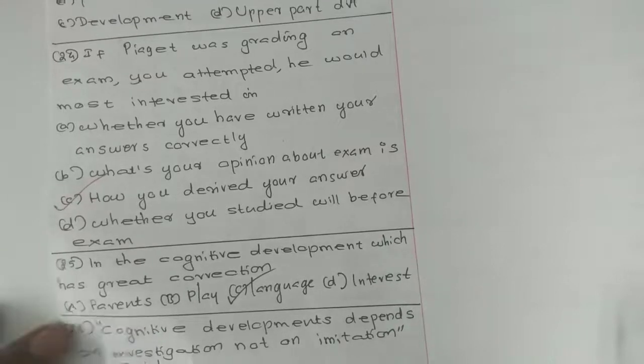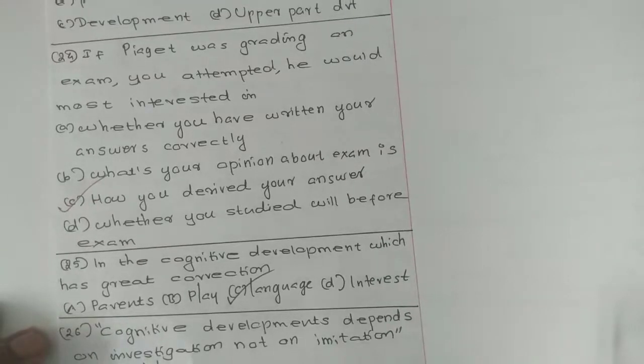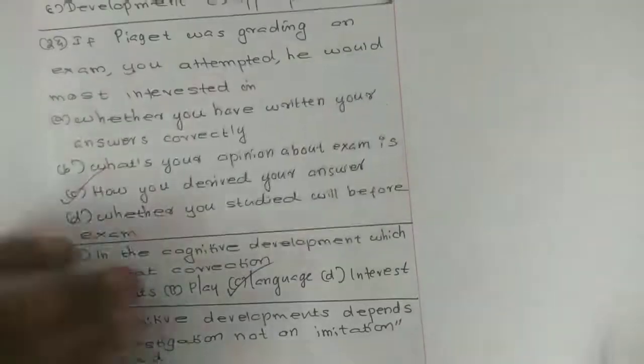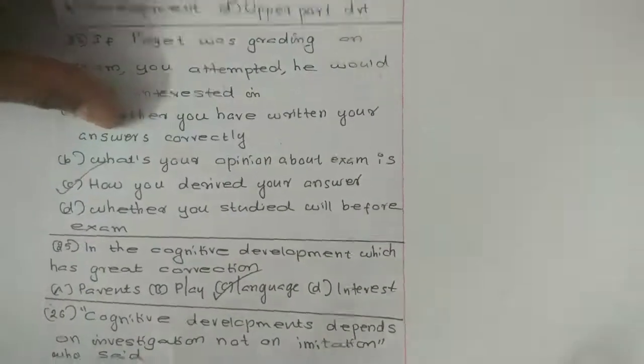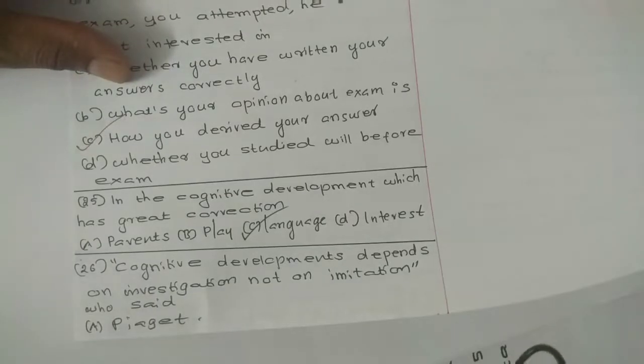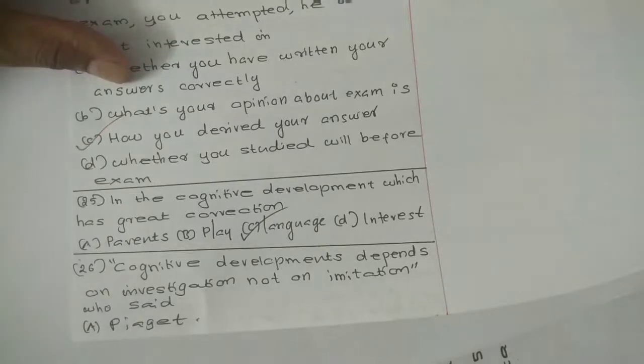Question 25. In cognitive development, which has great influence? Parents, play, language, or interest. Answer, option C, interest. Then question number 26. Cognitive development depends on investigation, not on imitation. Who said? Answer, Piaget.